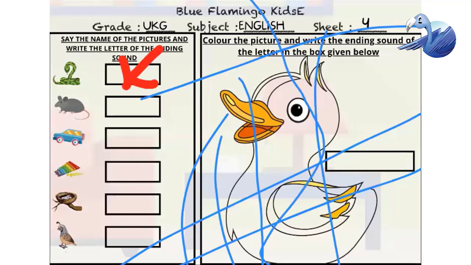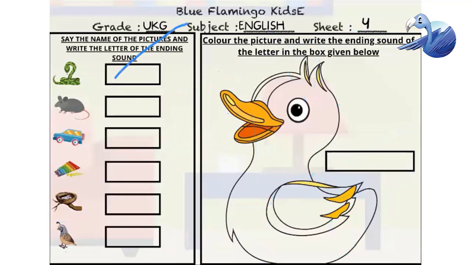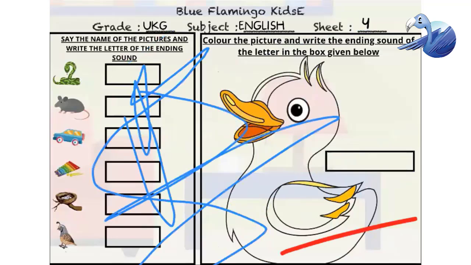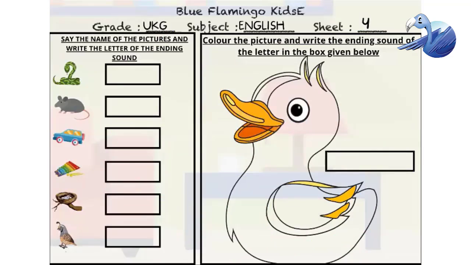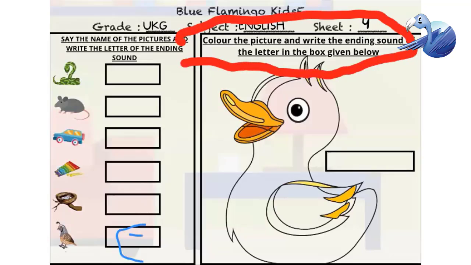snack, rat, car, nest, nightingale. Okay. Now next, color the picture and write the ending sound, the letter in the box given below.